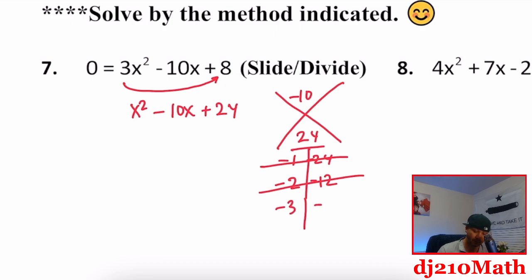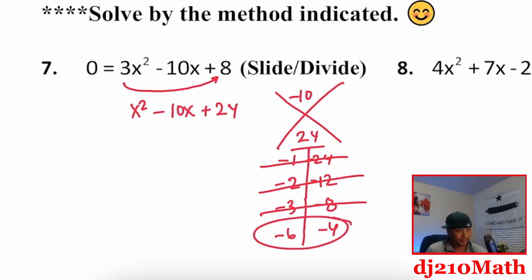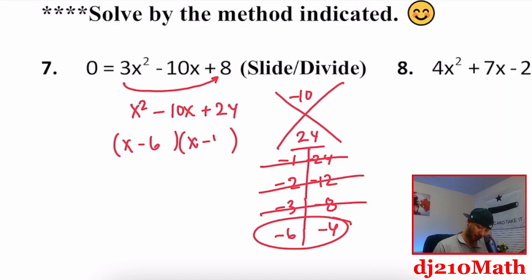Negative 3, negative 8. Nope. Negative 6, negative 4. All right, that's the one. So negative 6, negative 4 make negative 10. All right. x minus 6, x minus 4.